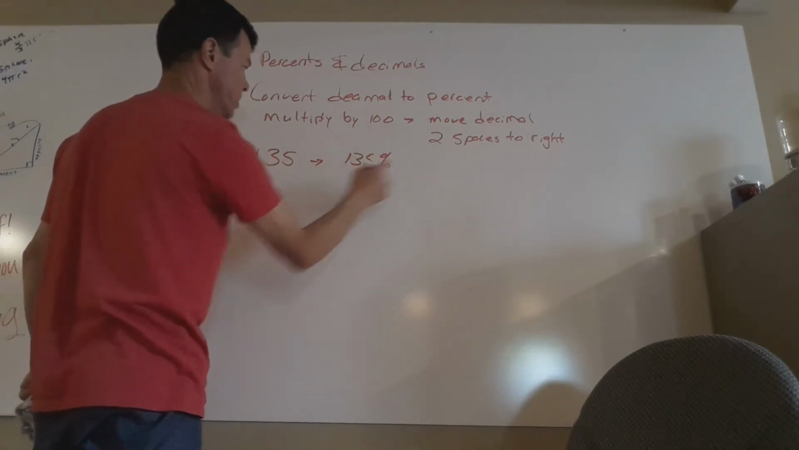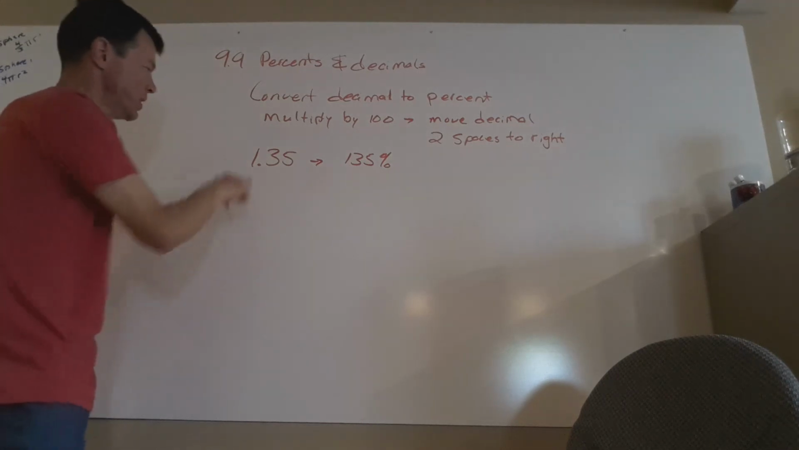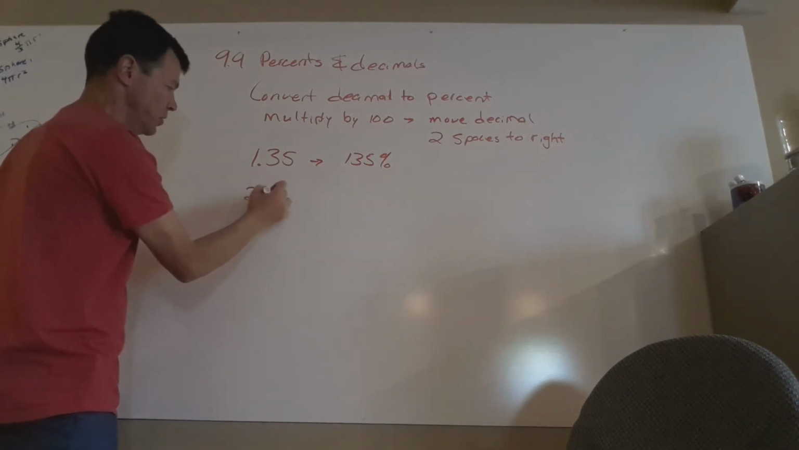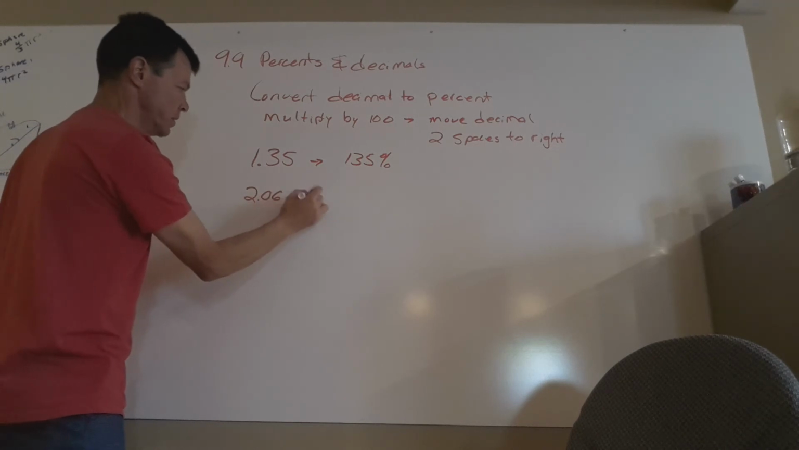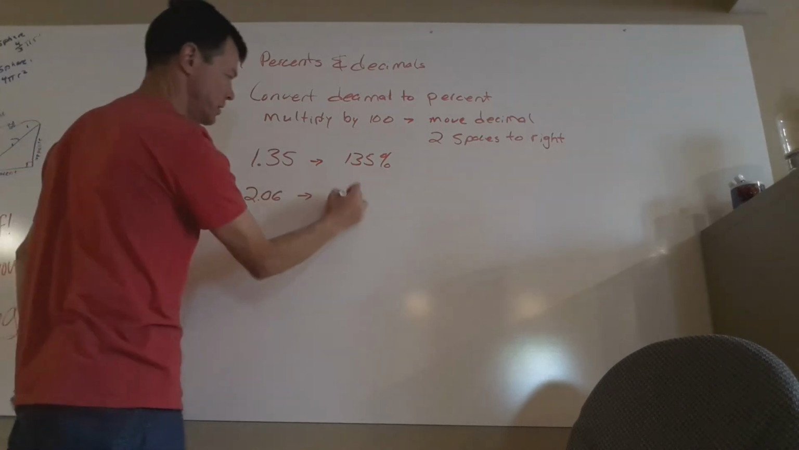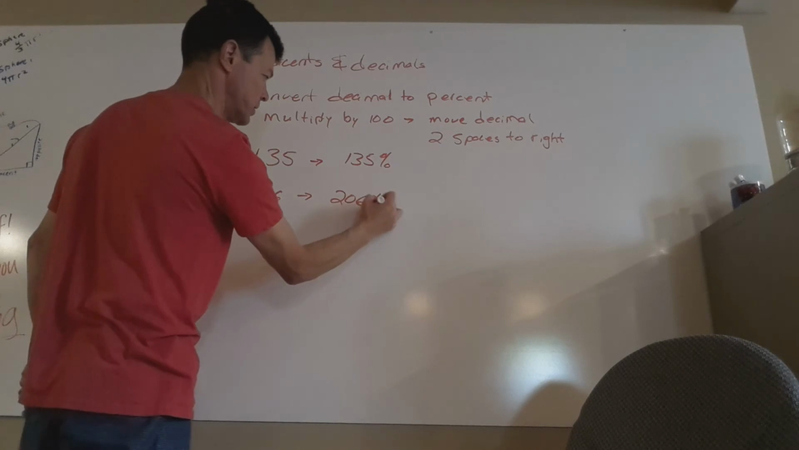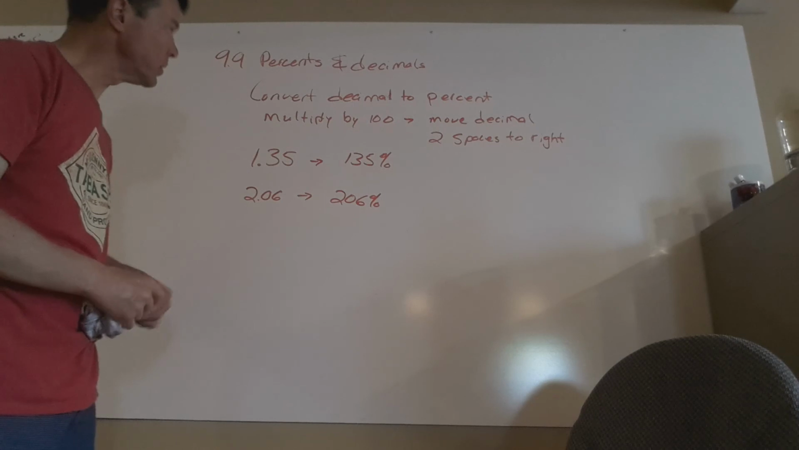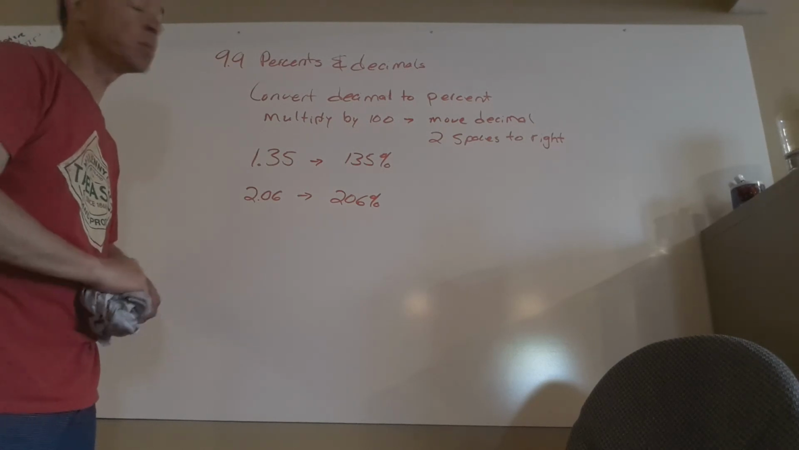And you end up with something over 100. It's 135% because this number is more than 1. Likewise, if we had 2.06, 2 spaces to the right, that'd be 206%. So very simple concept. Just know what your rules are and you're going to be good.